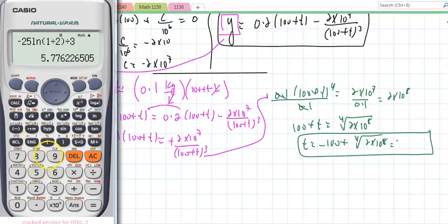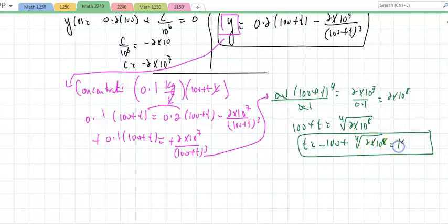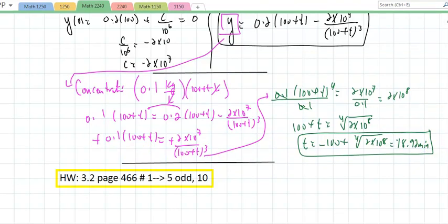If I take negative 100 plus 2 times 10 raised to the 8th, and raise that to the 1/4, that's 18.92 minutes. It's going to take 18.92 minutes. And there is your homework.